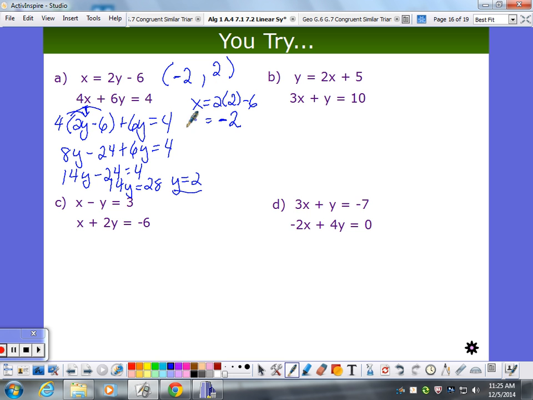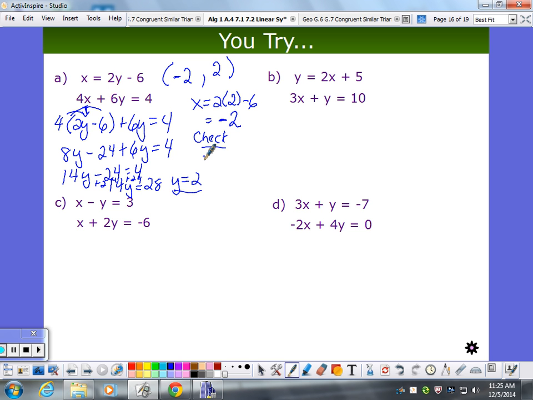Any possibility I might make a mistake doing all this algebra? You betcha. So let's check it. Wait a minute. How do you get negative 24 to 28? I added 24 to both sides. Oh. Yeah.